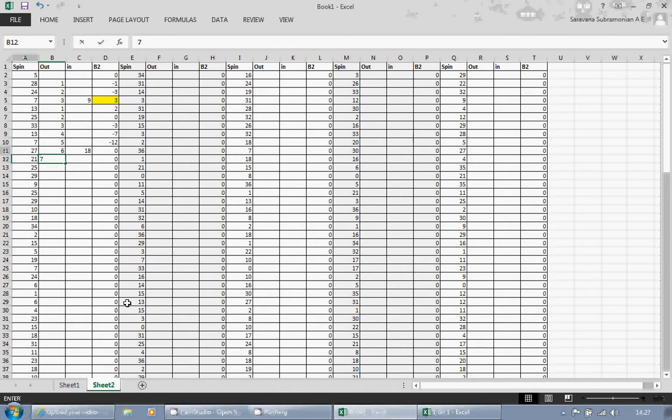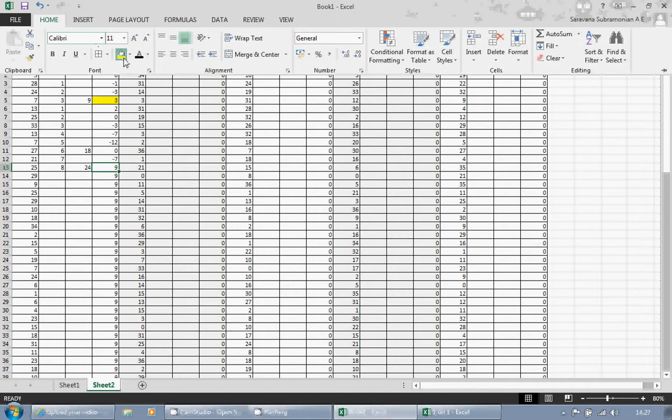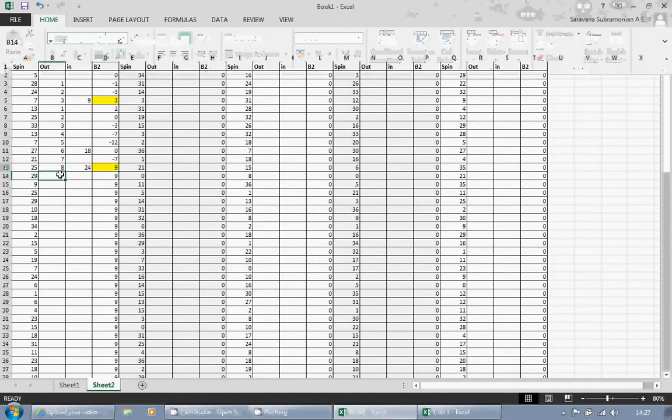So we say 7 units on third dozen, 8 units on third dozen. Here you have a winner. So 8 will give you 24 units, and you are reaching a new high. So we will reset the progression from here. We mark the new high and we reset the progression to 1 and start from here again.